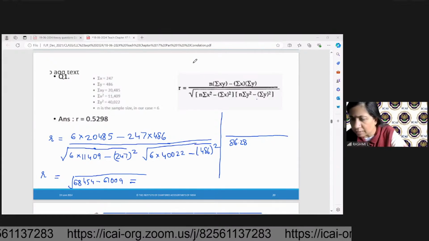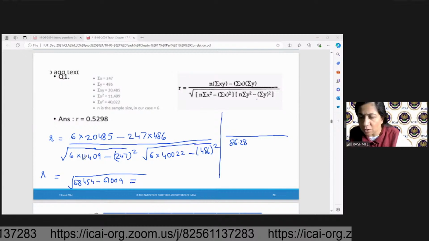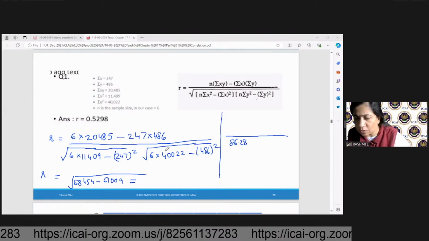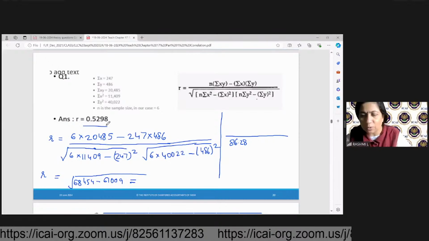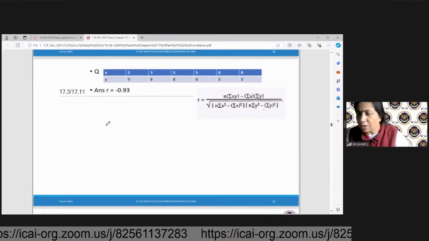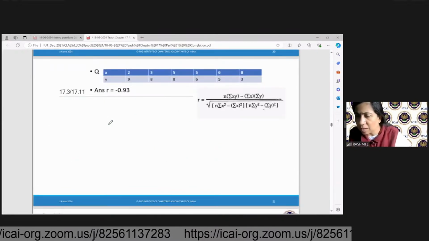Yes. Excellent. So I think now everybody's got an idea. So you have to solve this, then you have to solve this, you have to multiply, and you will get the answer as 0.5298. Okay. Now let us go to the other sum.